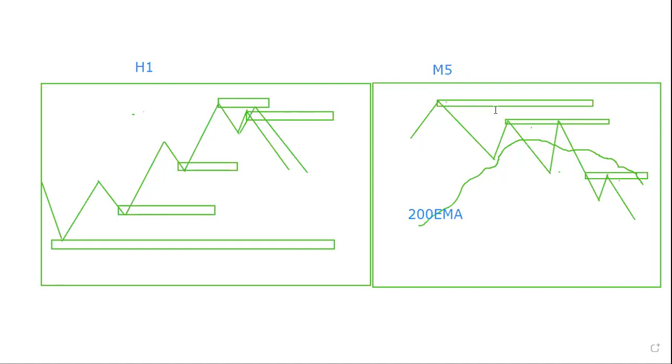You need to have a new zone created on the M5, then you wait for a second zone. When you see this second zone created, on the retest of that zone, you either sell if before the retest price traded below the 200 moving average and retested it. If not, you wait for a zone to be created below the 200 exponential moving average. On the retest of that zone, you sell. So right now, we'll go over to the chart.